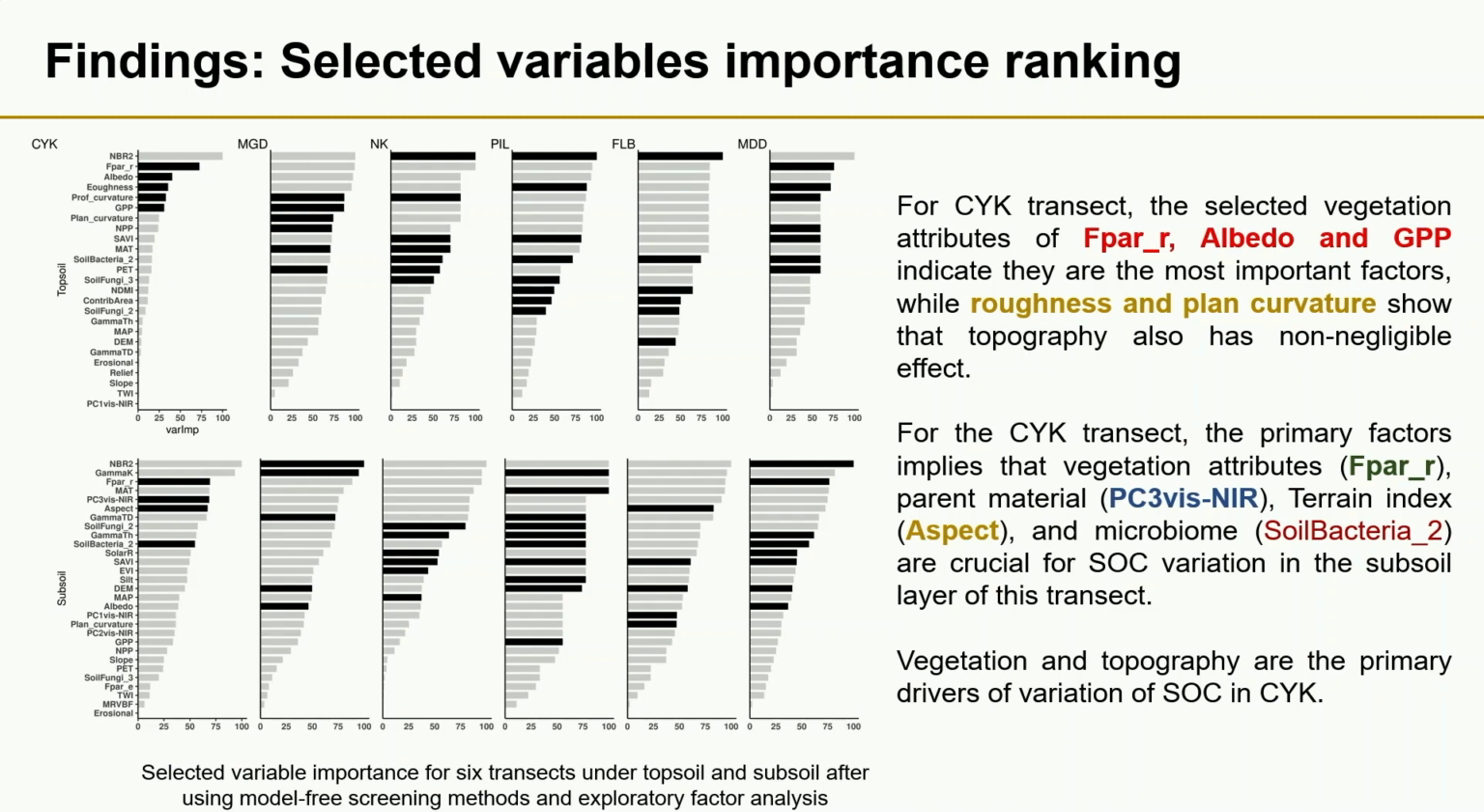For the subsoil of the CYP transect, the primary factors imply that the vegetation attribute FPAR, parent material, TERN indices such as aspect, and microbiome soil bacteria too are crucial for soil carbon variation. Overall, vegetation and topography are the primary drivers of variation of soil carbon in the Cape York Peninsula transect.